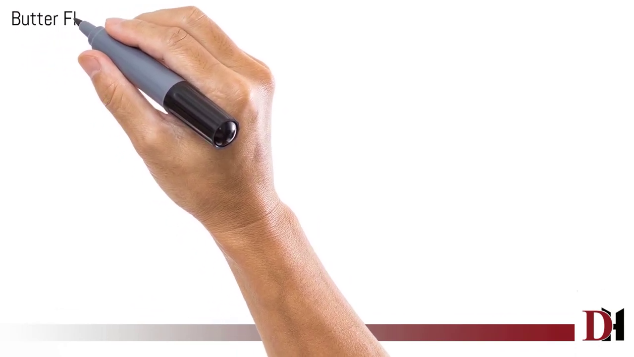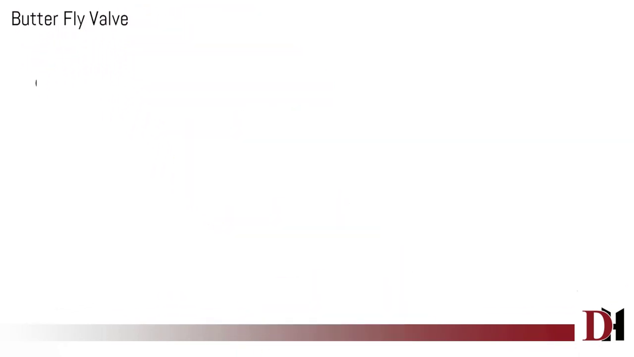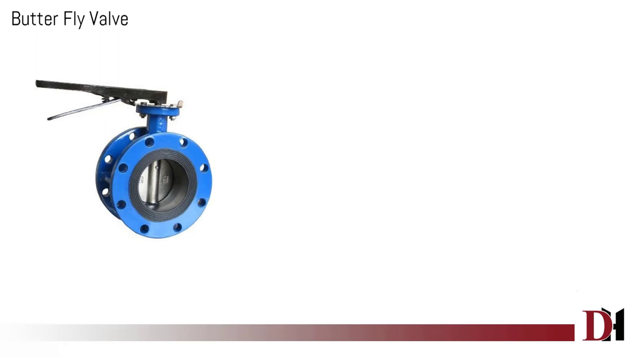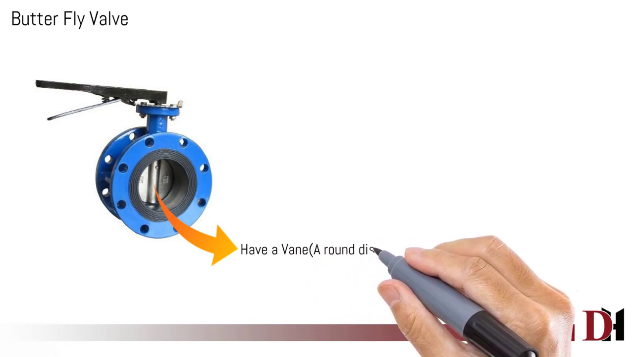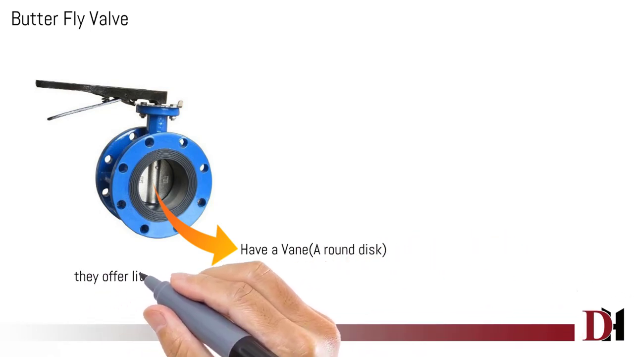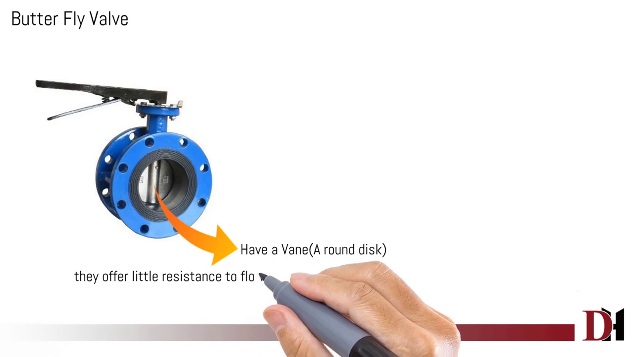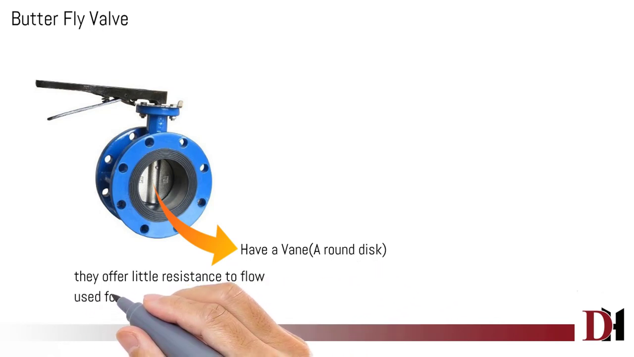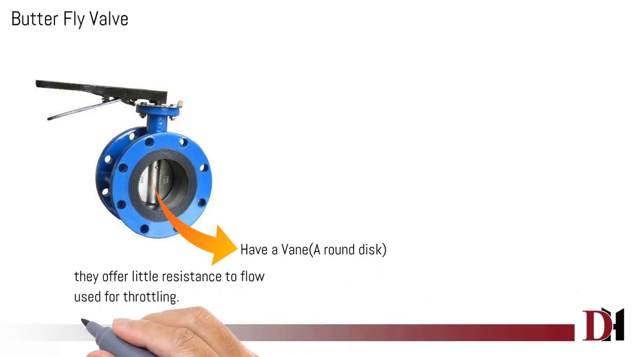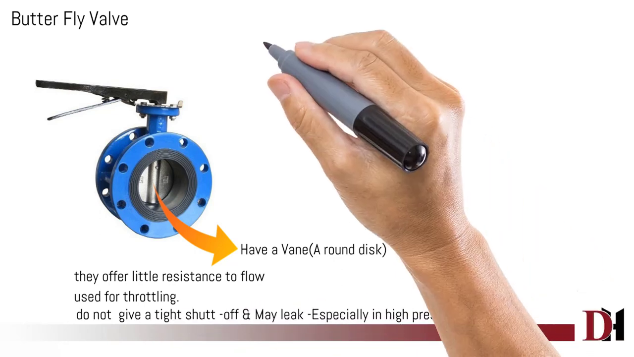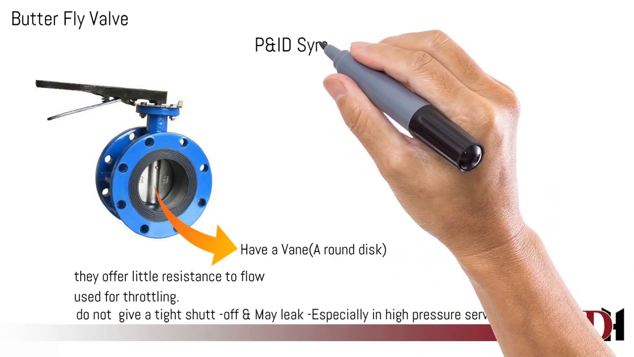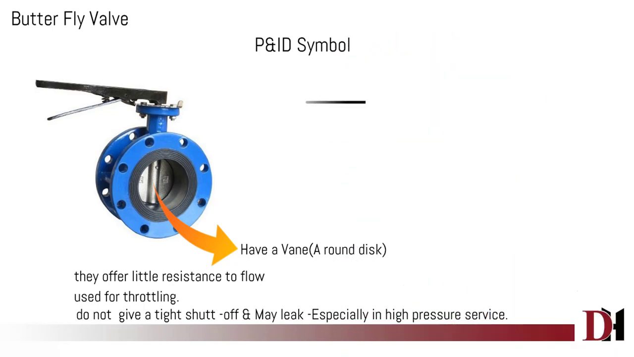After this, we will discuss butterfly valve. These valves are not used for high pressure conditions, and are used for throttling. Here is its P&ID symbol with example.